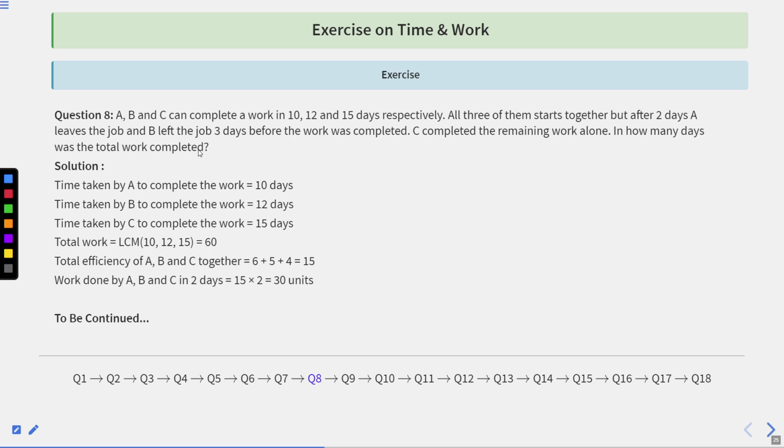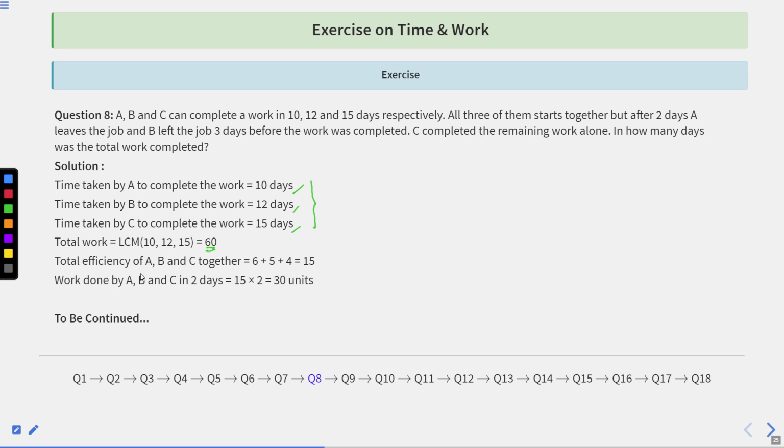So the solution: the time taken by A to complete the work is 10 days. This is given to us in the question. Time taken by B to complete the work is 12 days and time taken by C to complete the work is 15 days. So all of this information is already provided to us in the question. So the total amount of work is LCM of 10, 12 and 15, that is 60 units.